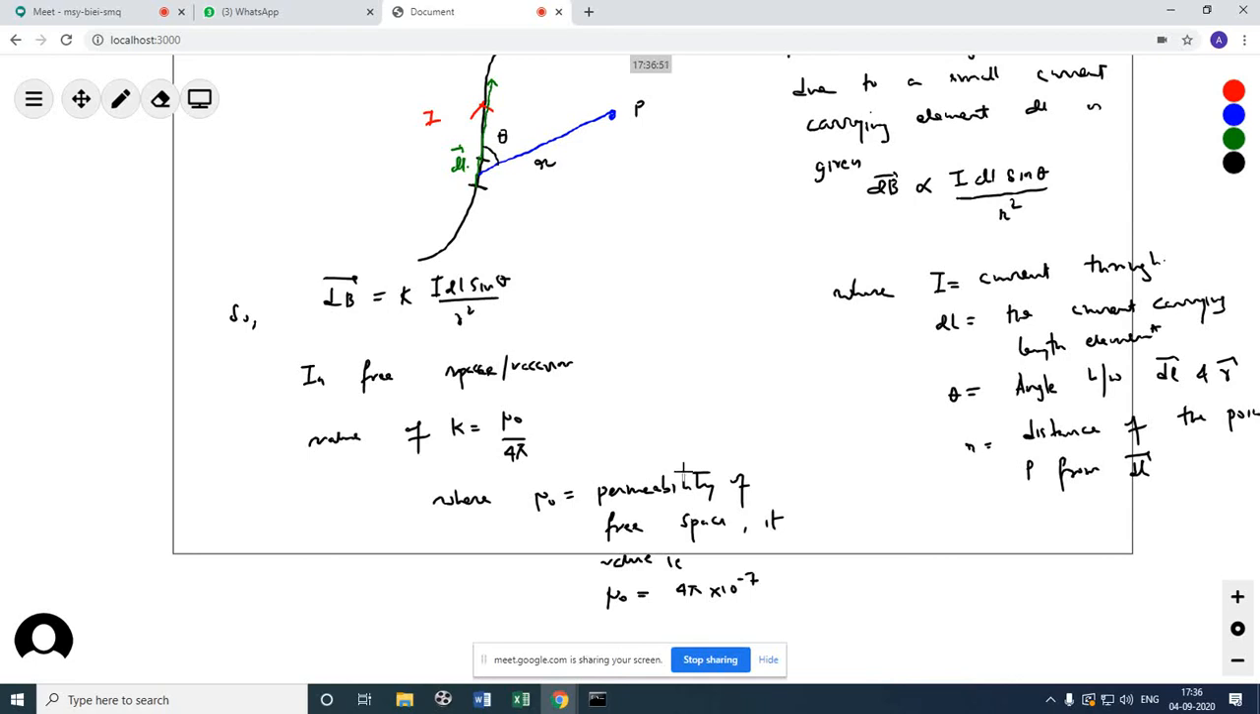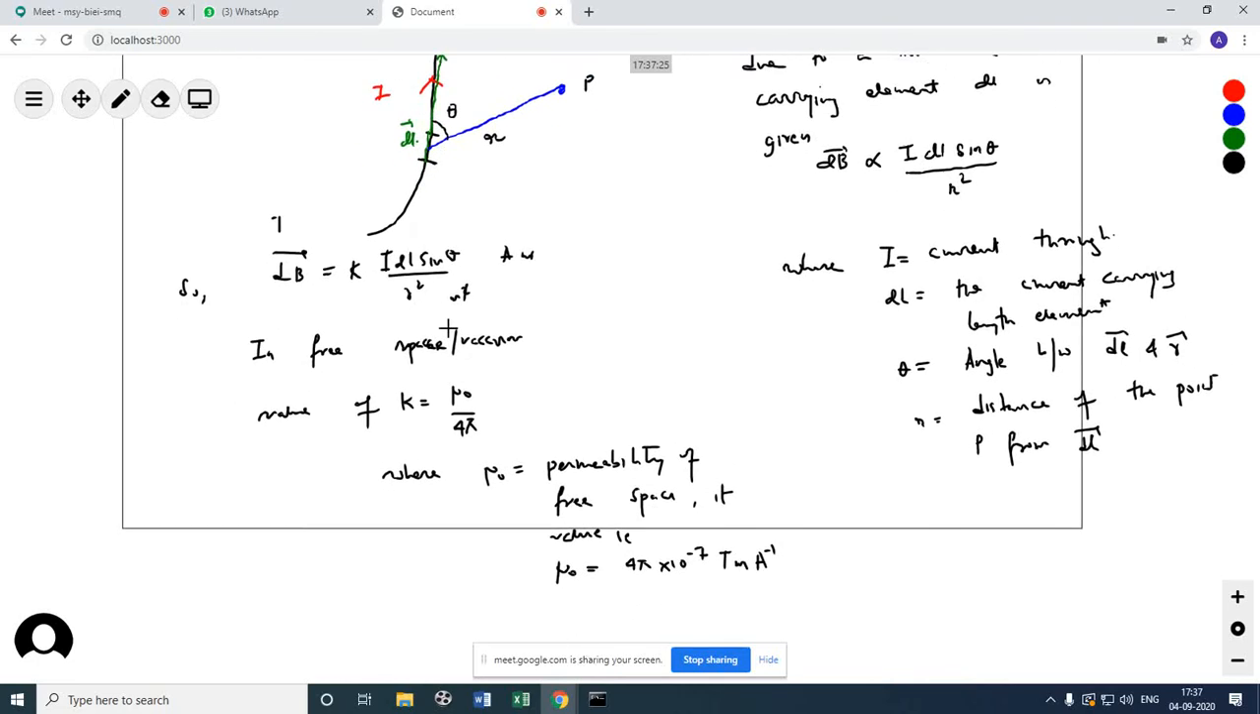Okay, so you can easily see from here, this should be Tesla, this is meter square, I is ampere, dl is meter, right? So one meter gets cancelled. So I get here Tesla meter per ampere. So the unit is Tesla meter per ampere. This is the unit of mu naught. And what is mu naught? Mu naught is permeability. We have discussed permittivity. Similarly, it is permeability.